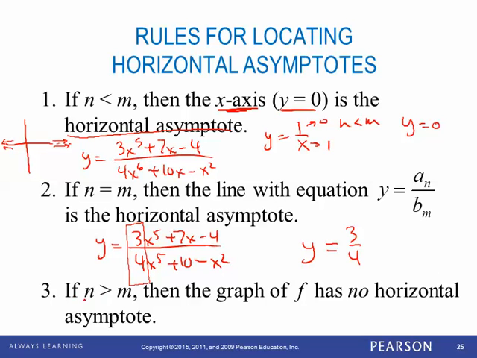Alright, the other way, what happens if the degree on top is higher than the degree on the bottom? So 3x to the 6th plus 7x minus 4 over 4x to the 5th plus 10x. Let's change it up a little bit here. At this point, you have no horizontal asymptotes whatsoever. It's not going to ever get close to a horizontal asymptote.